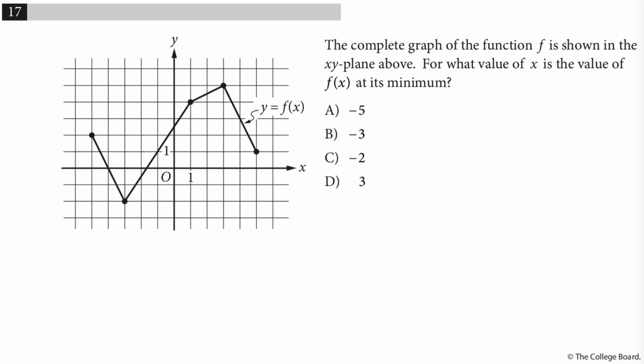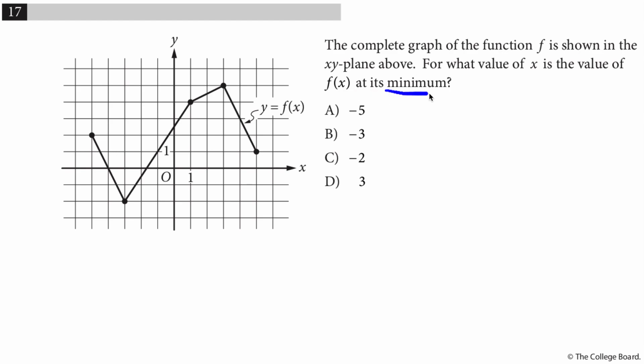Give this problem a shot. Alright, so we have this graph of y equals f of x, and the complete graph of the function f is shown in the xy plane to the side. For what value of x is the value of f of x at its minimum?